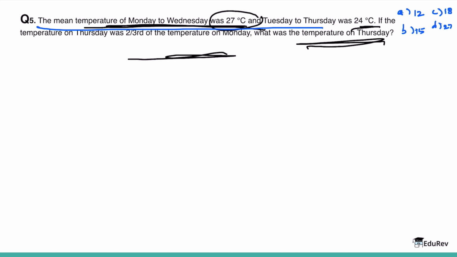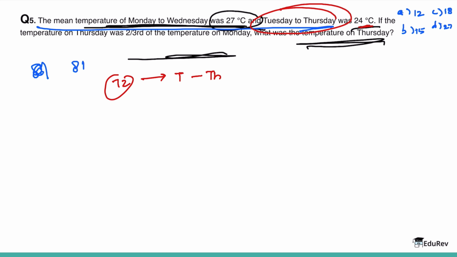Correct? Because the mean from Monday to Wednesday was 27. So, Monday, Tuesday, Wednesday, 3 days. So, 27 times 3 is going to be what? 81. So, 81 is going to be the total from Monday to Wednesday. Now, from Tuesday to Thursday, the average is given as 24. So, Tuesday, Wednesday and Thursday, 3 days. So again 24 times 3, 72. So 72 is from Tuesday to Thursday and 81 is from Monday to Wednesday.